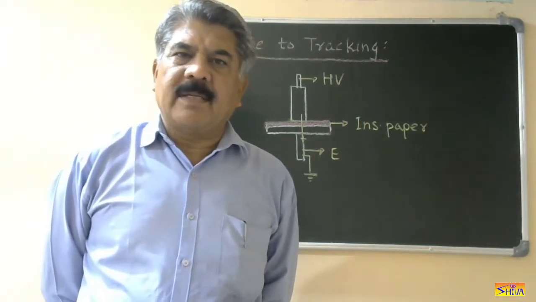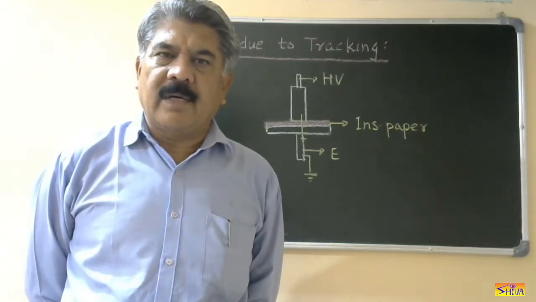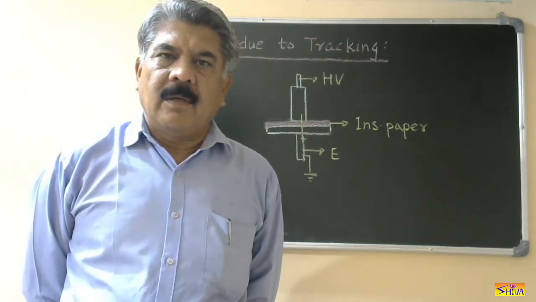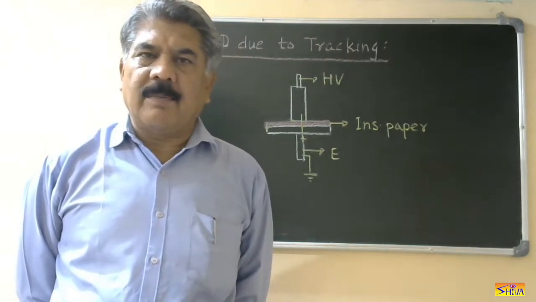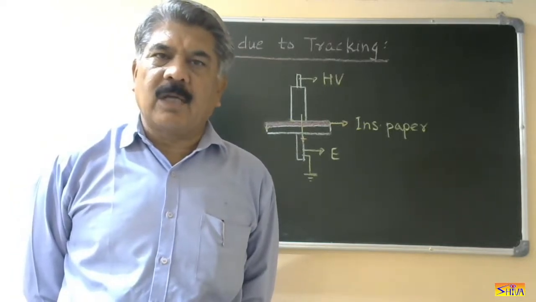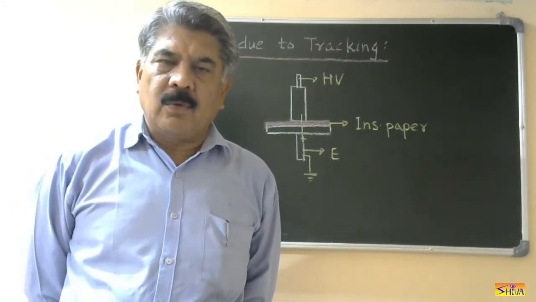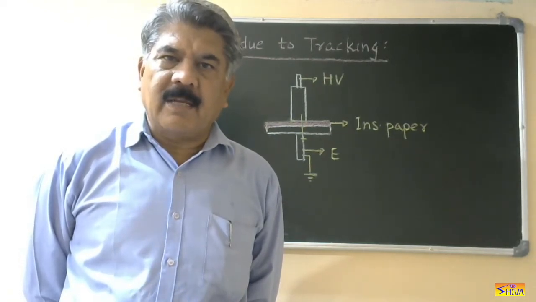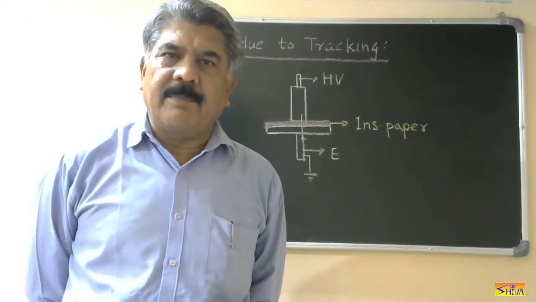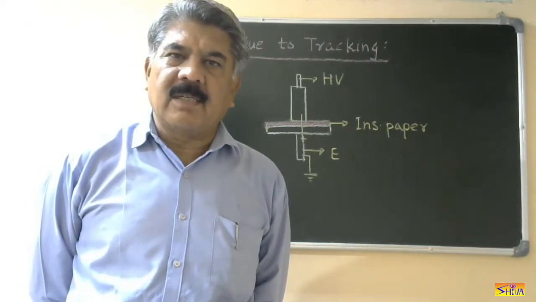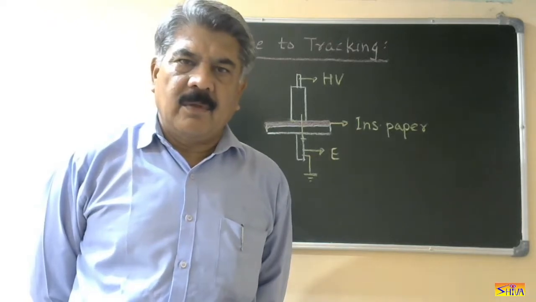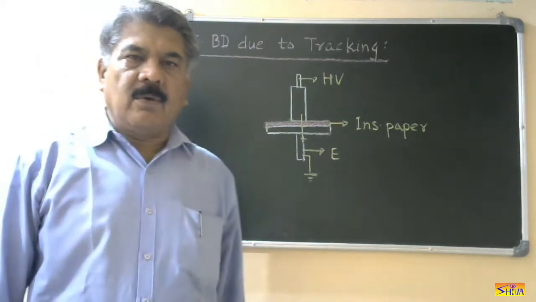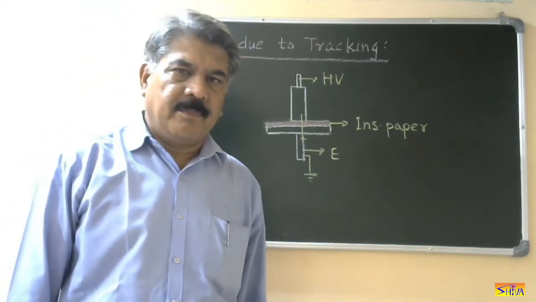In the breakdown mechanism of solid dielectrics, so far I have explained intrinsic or electronic breakdown, electromechanical breakdown, electrochemical breakdown, and electrothermal or thermal breakdown. Today I will discuss the remaining breakdown mechanisms. They are tracking breakdown, treeing breakdown, and breakdown due to partial discharges or breakdown due to cavity. So in the sequence, fifth is breakdown due to tracking.